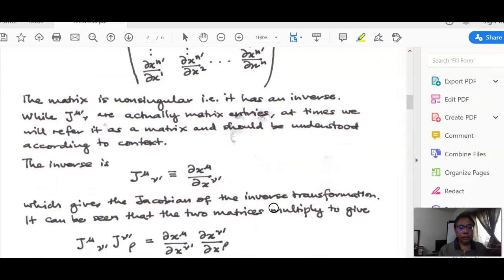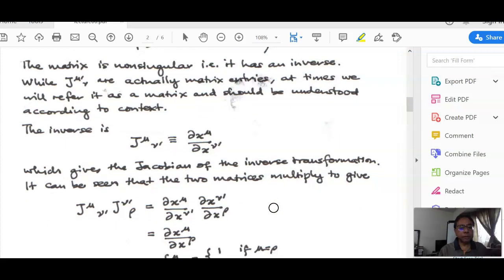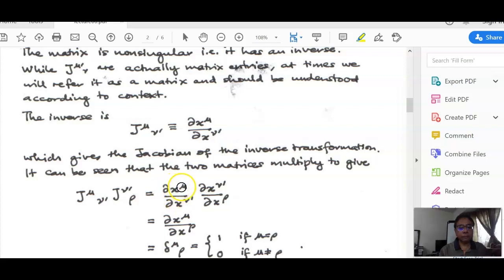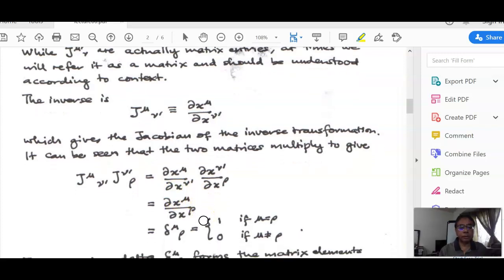And it's the inverse. Simply, if you just multiply these two objects together, one actually finds that you have partial x mu over partial x nu dash, times partial x nu dash over partial x rho. This is essentially like a chain rule. So this gives you partial x mu over partial x rho. And the x's, x1, x2, x3 until xn, are independent coordinates. So if mu and rho are different, then you have 0. If they are the same, then you get 1.